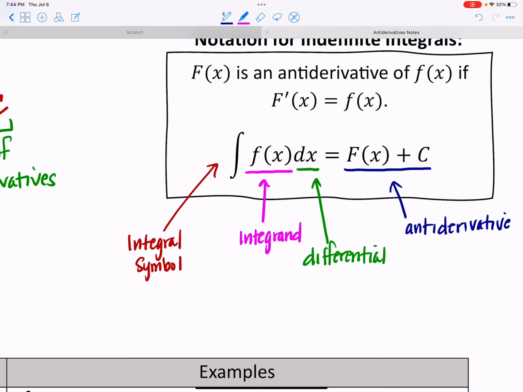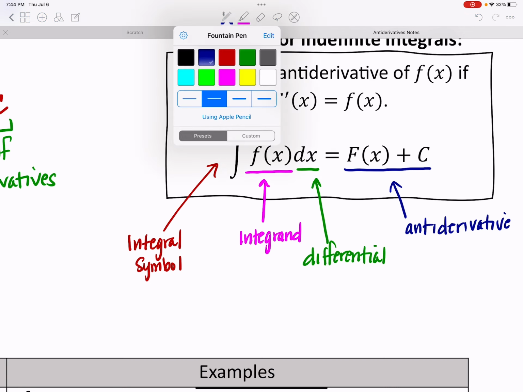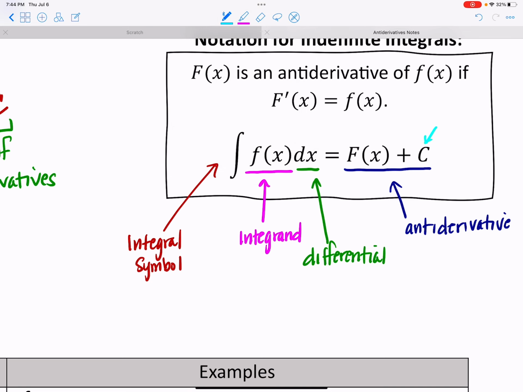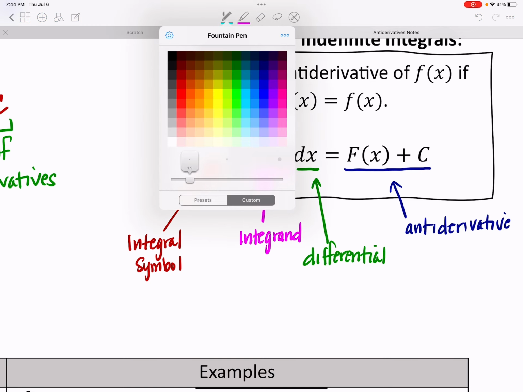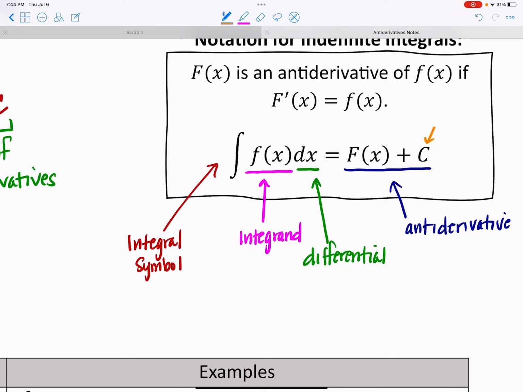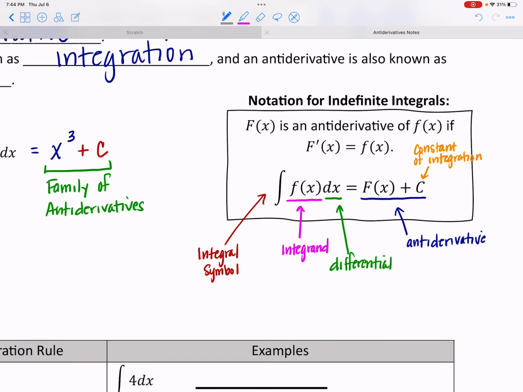And then C all by itself here. This is called the constant of integration. Okay, so that's our constant of integration. And that's probably the most common mistake I see in integration, is people forgetting to put the constant of integration there. It doesn't make your work wrong, but we have to account for that constant of integration. So it needs to be there. That'd be like a partial point taken off if you forgot it.